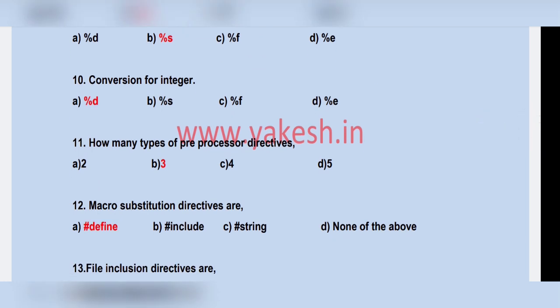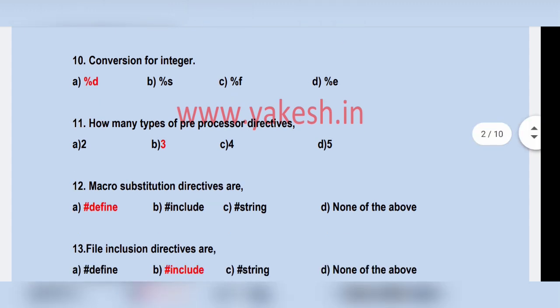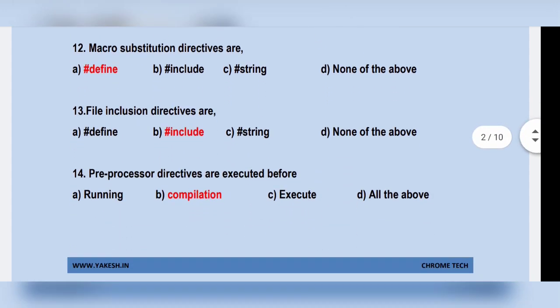How many types of preprocessor directives? Option B, 3. Macro substitution directives are, option A, define. File inclusion directives are, option B, include. Preprocessor directives are executed before, option B, compilation.